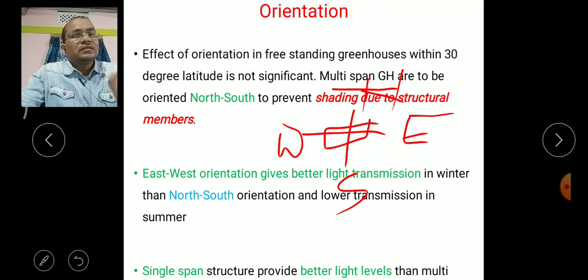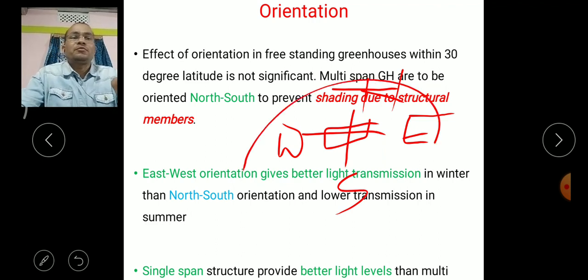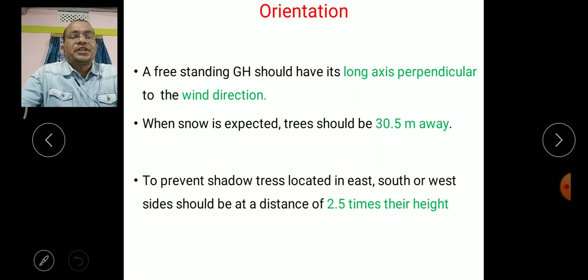East west orientation gives better transmission because the sun rises in the east and sets in the west, so the sun's ray direction of movement is along this direction. That is why with east west orientation there is less shadow formation. Also, a single span structure provides a better light level than a multi span. Okay, next is orientation.